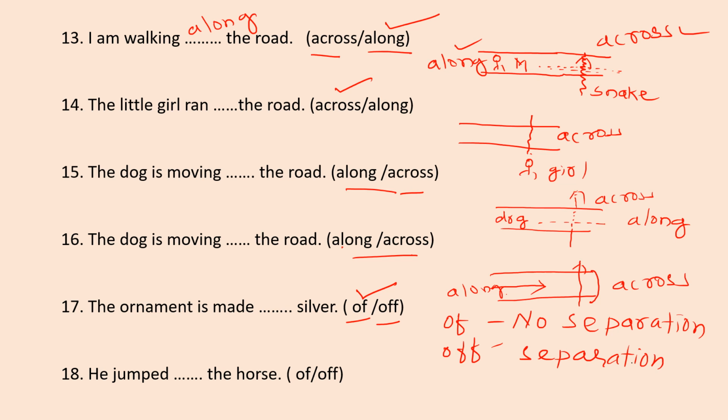Now, he jumped dash the horse. Suppose we write the answer "of", it is wrong here. So what will be the answer? He jumped off the horse. Now, he fell from the horse. Now, he was not sitting. At that time, we have to use the answer as o-double-f.